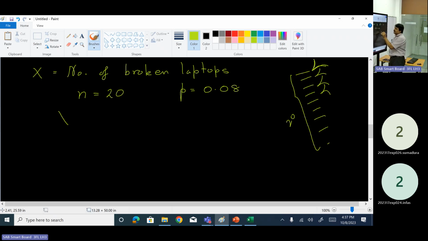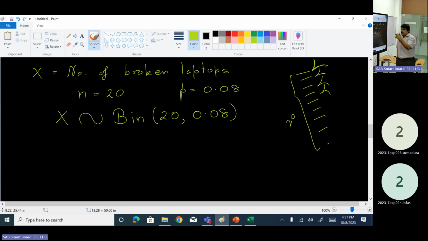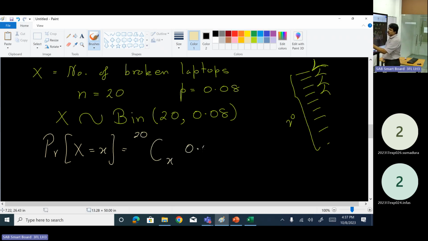So now we can say this X follows binomial with n = 20 and p = 0.08. Now the probability function. Recall the general one, plug in your values, and get the probability function. So P(X = x) equals nCx, p to the power of x, (1 minus p) to the power of n minus x, so 0.92 to the power of 20 minus x.